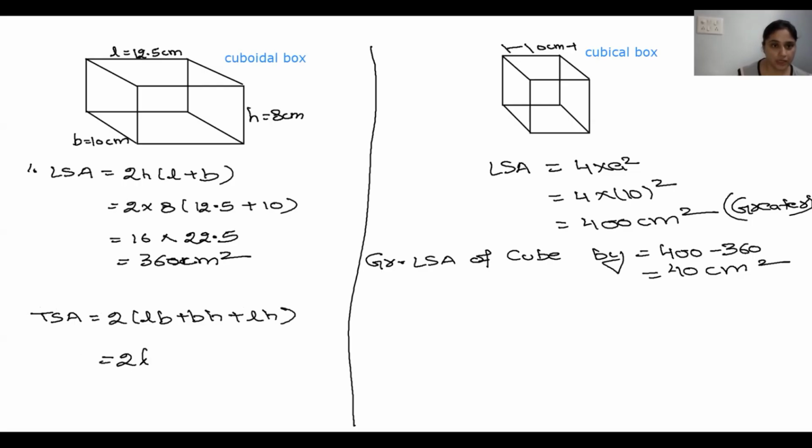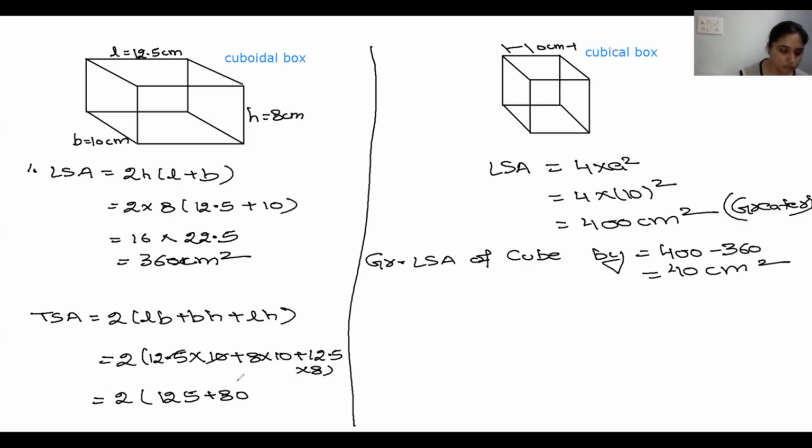So 2 L क्या है हमारा 12.5 into B is 10 plus BH 8 into 10 plus LH 12.5 into 8. सो ऑन सॉर्टिंग आउट तो इसका तो 0 फिनिश हो जाएगा, ये 80 हो जाएगा. सो 2 into 125 प्लस 80 राइट, और हम इसको मल्टीप्लाई करेंगे 12.5 into 8, that will give us 100.